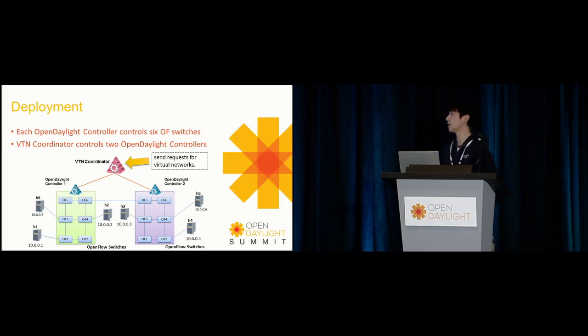So when the VTN Coordinator receives requests, it dispatches the requests to the OpenDaylight controllers. And then the controllers create virtual networks, handle packet-in messages, calculate flow entries, and install them into switches. In our environment, each OpenDaylight controller controls 6 OpenFlow switches. And on top of these, the VTN Coordinator controls 2 OpenDaylight controllers.